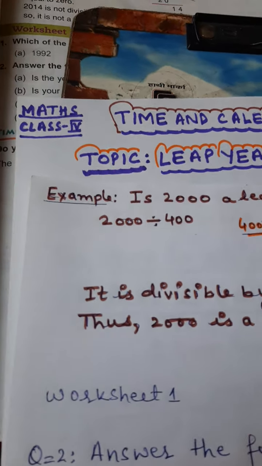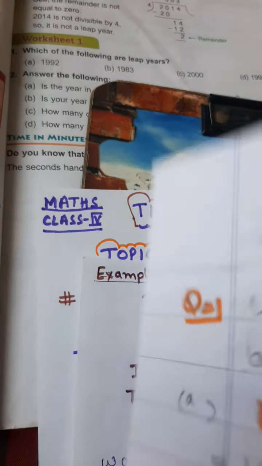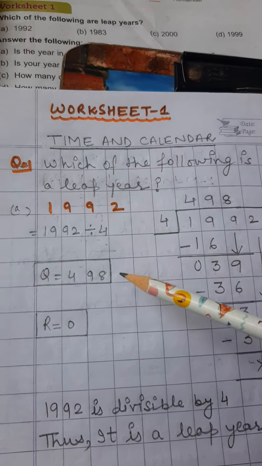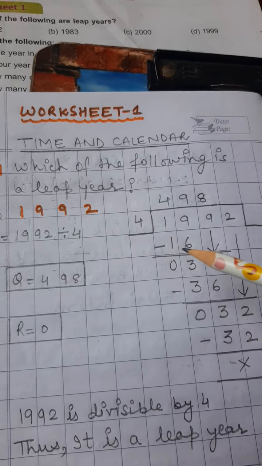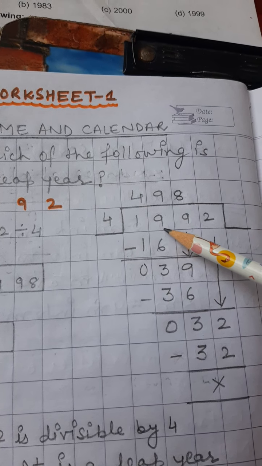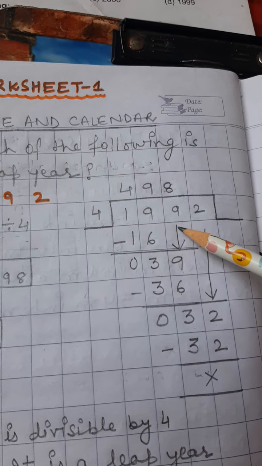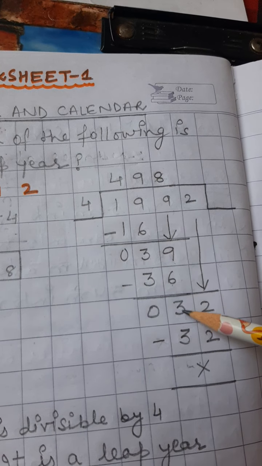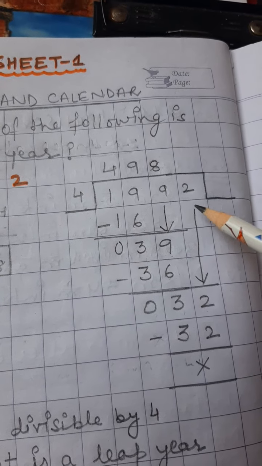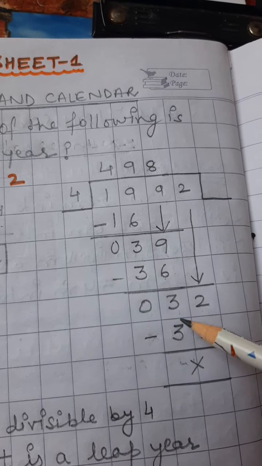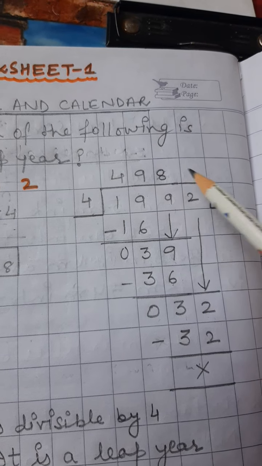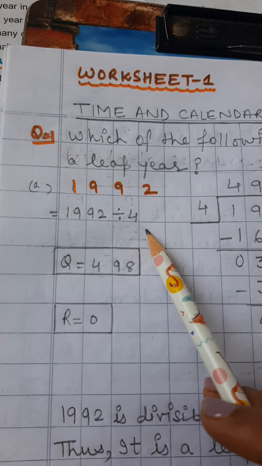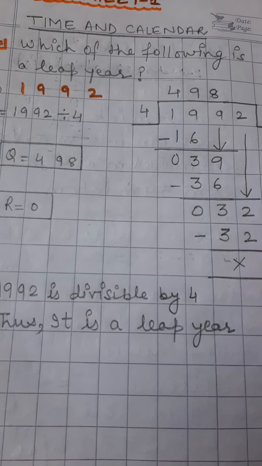Let us do exercise questions. The first question of your worksheet 1 is, which of the following is a leap year? 1992. Now what do you have to do? You have to divide it by 4. Recite the table of 4. 4 4s are 16. 9 minus 6 is 3. 1 minus 1 is 0. Bring down another 9 here. 4 9s are 36. 9 minus 6 is 3, 3 minus 3 is 0, and bring down the next digit, that is 2. So it becomes 32. Now 4 8s are 32. So the remainder is 0. That means 1992 is completely divisible by 4. So this year is a leap year.